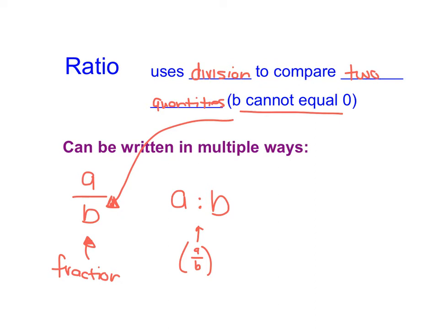And then the other way we can write it is actually writing the word to in between, as A to B. So you can see here we have three main ways that we write ratios. The first is the fraction, that is the most commonly used way. The second is using the colon, and the third is using the actual word to.